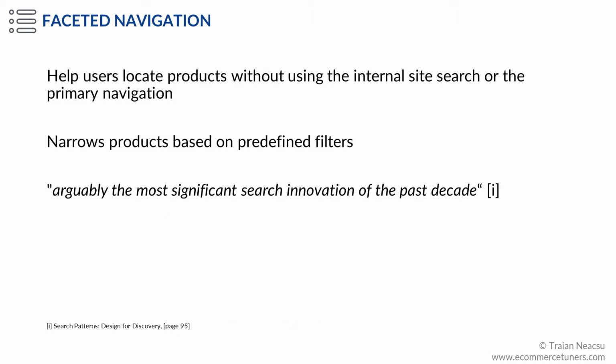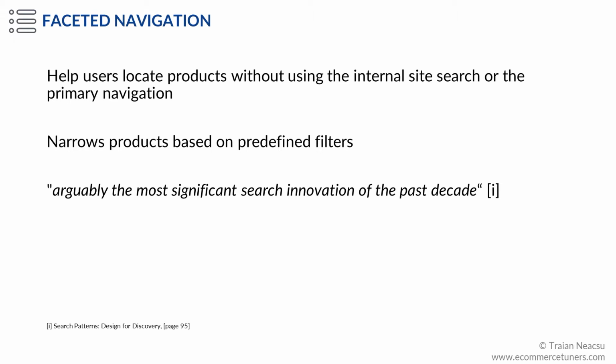Whether your visitors are looking for something very specific or just browsing the website, filters can be highly useful. It will help users locate products without using the internal site search or the primary navigation, which in most cases shows a limited number of options for users. Faceted navigation makes it easier for searchers to find what they are looking for by narrowing product listings based on predefined filters in the form of clickable links.